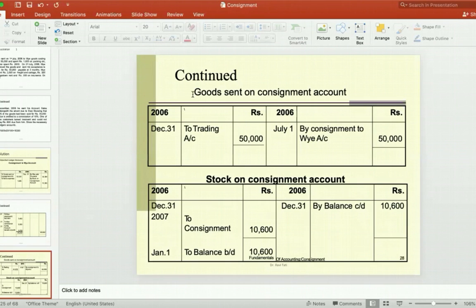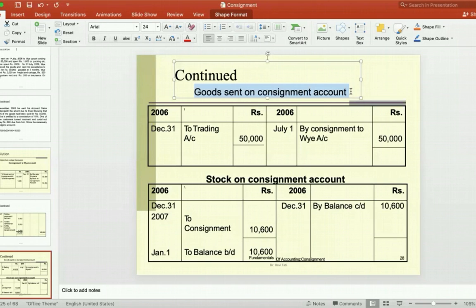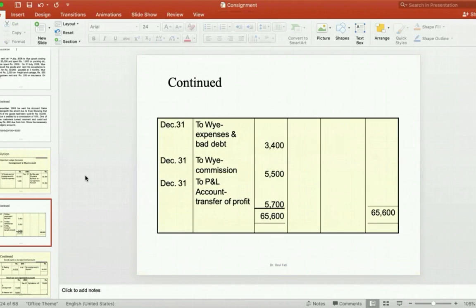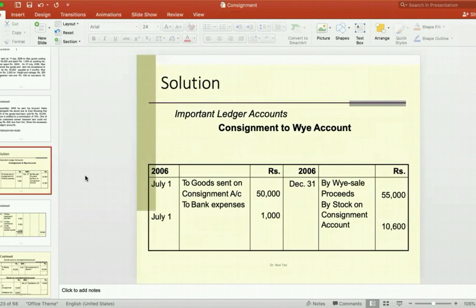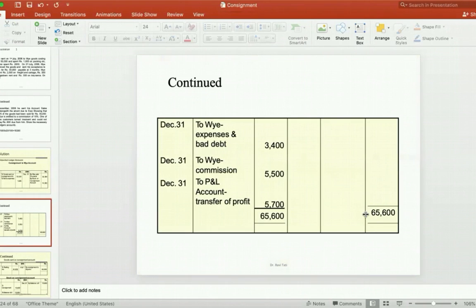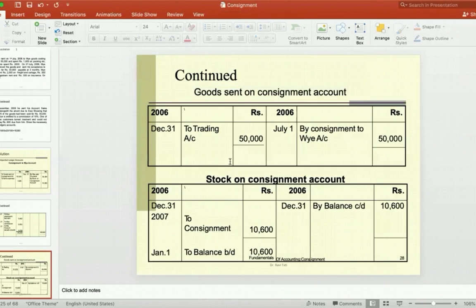Now, one more account that we had to prepare is goods sent on consignment. Whatever is credited here, look at this. How many accounts are there? Goods sent on consignment account, expenses account, sales account, consignee's account. These are all accounts only. Commission, expenses of the consignee and consignor are expenses accounts only. So we will prepare the respective accounts.